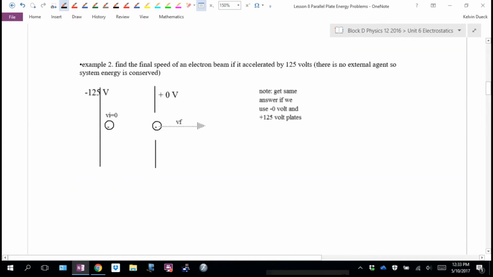That first example that we just did, Luke, was mathematically like lifting something up. Example 2 says this: find the final speed of an electron beam if it's accelerated by 125 volts. There's no external agent, so here energy is conserved.